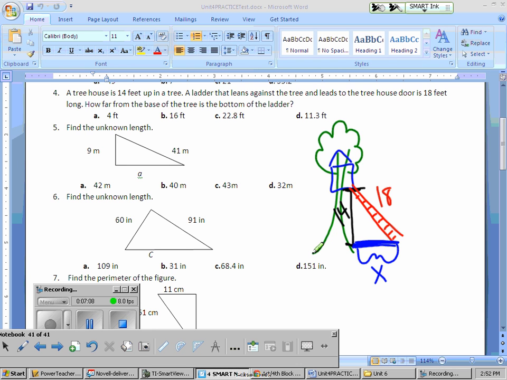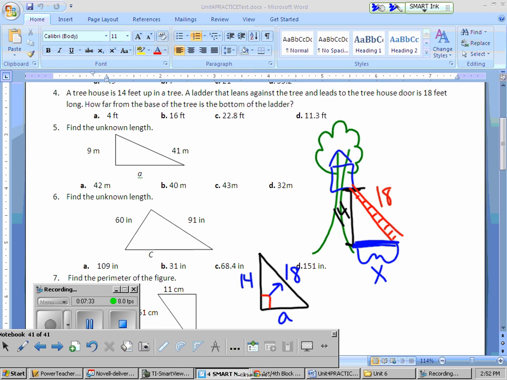I'm not sure whether everybody can see this, but there's a triangle right here that is made by the tree, the ladder, and the base. It is a right triangle. It has a height of 14 feet and a hypotenuse, across from the right angle, of 18 feet, and it wants us to find the other missing leg.